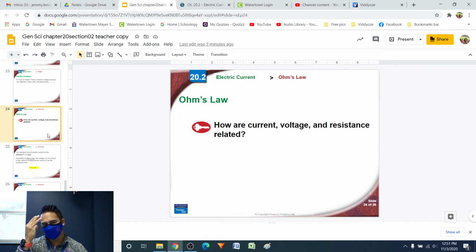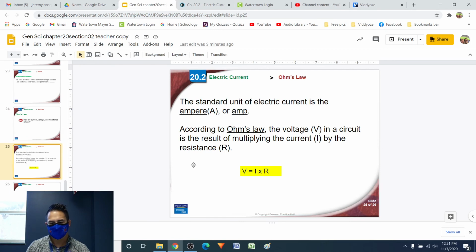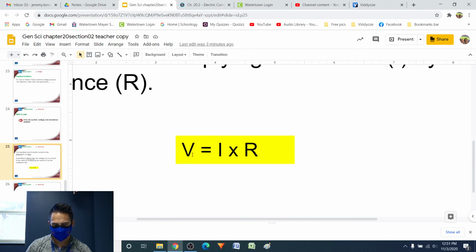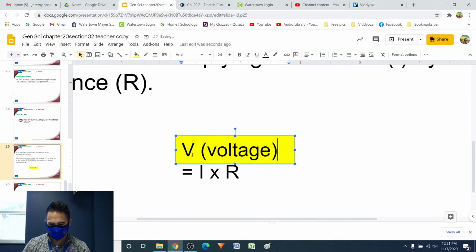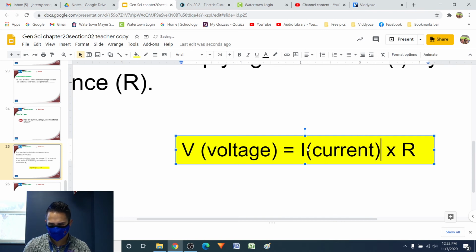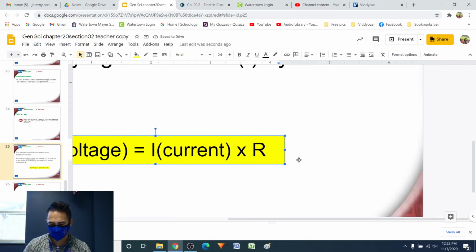All right, so these three terms, current, voltage, and resistance, can all be related in something called Ohm's Law. So Ohm's Law is an equation. It basically tells us that the voltage of an object will be equal to its current, which is given the symbol I, not A. So voltage is equal to current times R, which is resistance.